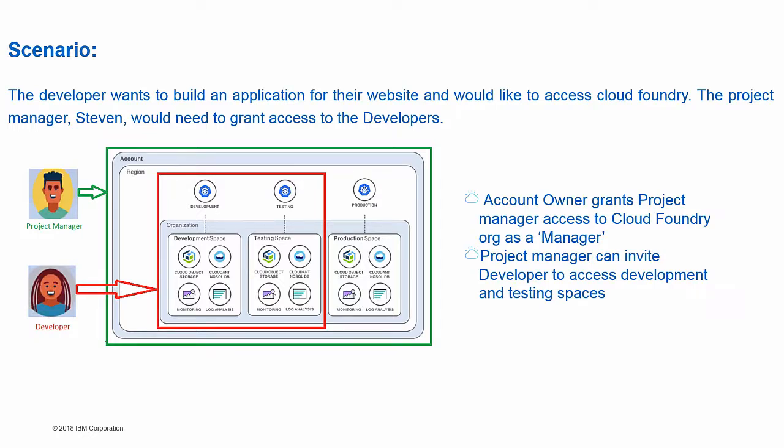The first step would be for the master user to grant the project manager access to Cloud Foundry org and all spaces in all regions. The project manager can now invite developers to access development and testing space for the second step. We will now show you how to do this in the IBM Cloud Console.